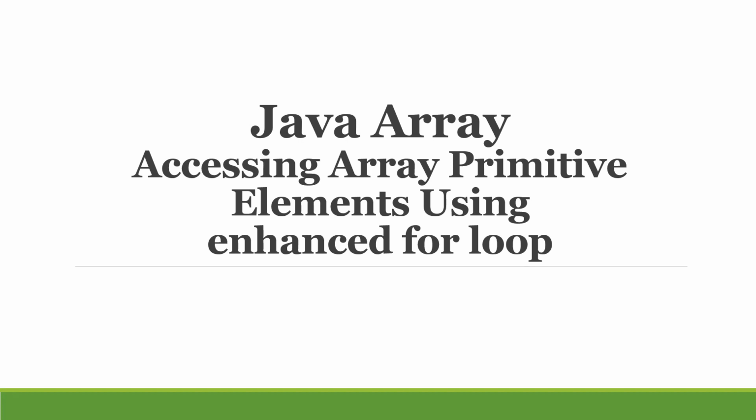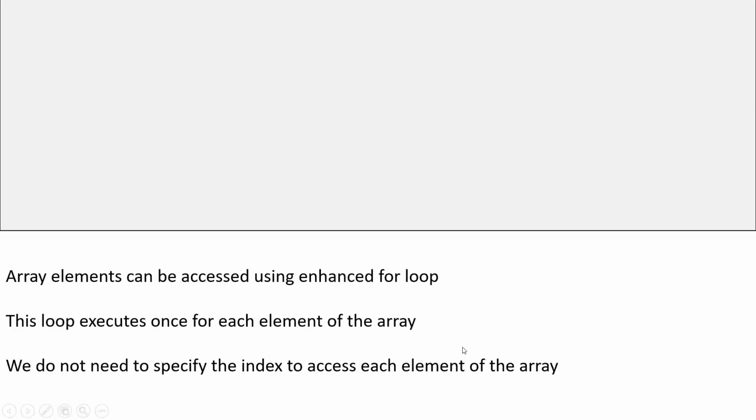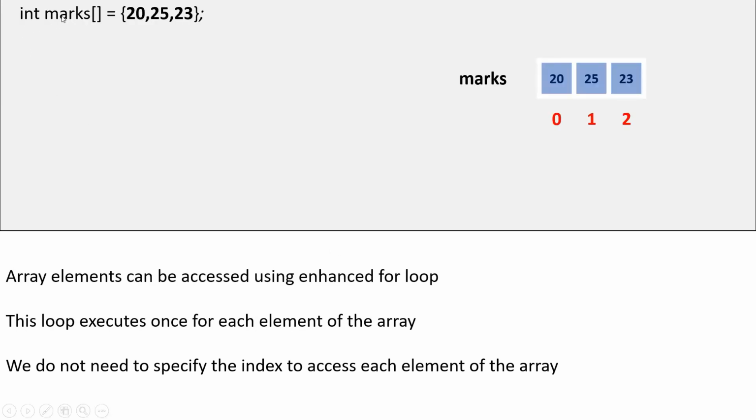In a previous video, we have seen how to access array elements using the for loop, which makes use of the index of each element and then loops over those indexes. As we mentioned, array elements can be accessed using the enhanced for loop, and the loop executes once for each element of the array without us having to specify the index and the condition that while the index is less than the length of the array elements. Okay, so here is our array int marks of three integer elements 20, 25, and 23.